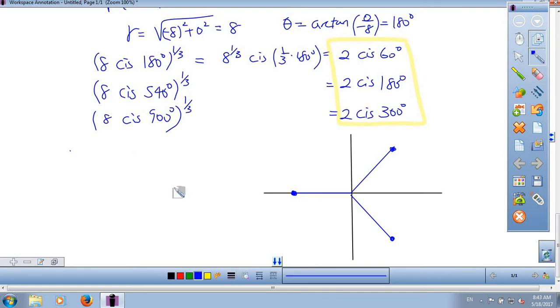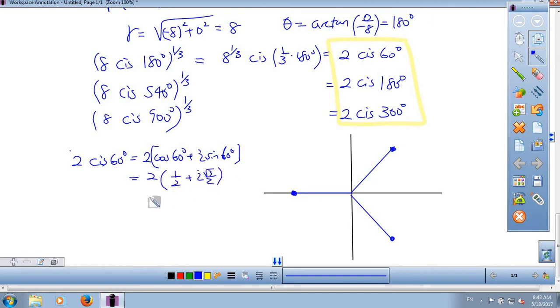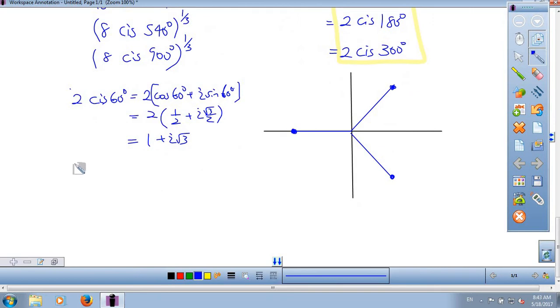I want to show you a little bit of what's going on here. Let's convert them back to rectangular form, and see what kind of insight we can see, okay? So 2 cis 60 is 2 cosine of 60 degrees plus i sine 60 degrees, right? So cosine 60 degrees is simply 1/2. So it's 2 times 1/2 plus i square root 3 over 2. So this becomes 1 plus i square root 3. Alright, so that is one of the roots for -8.